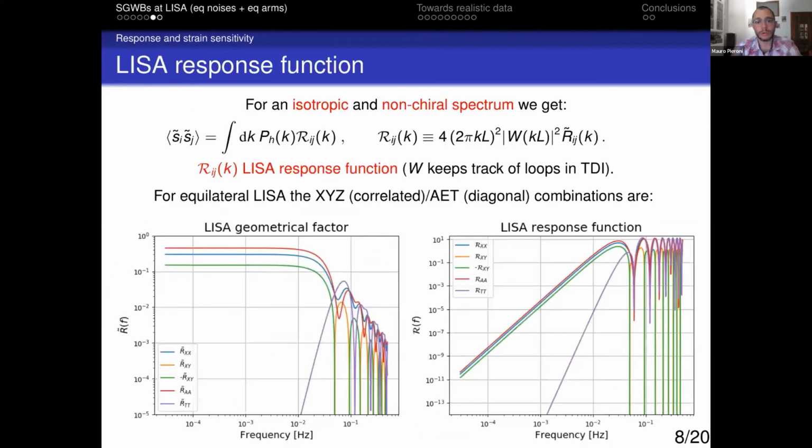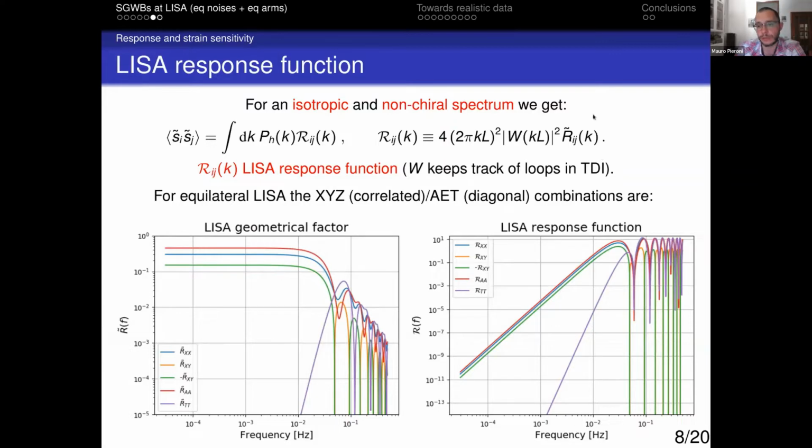Okay, so going on to the response, the assumptions I'm using here in computing the response are isotropic spectrum and non-chiral. Isotropic means the same from all directions, and non-chiral means left-right components are the same. The response basically has this structure. There's going to be a factor which depends on which quantity I want to use as the measurement. In particular, I'm using fractional frequency.